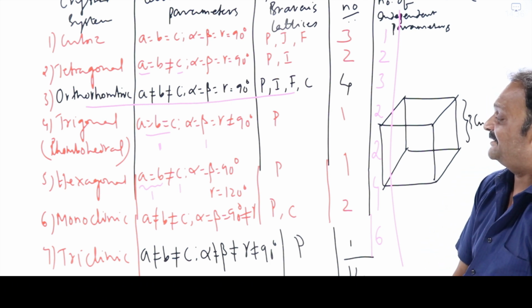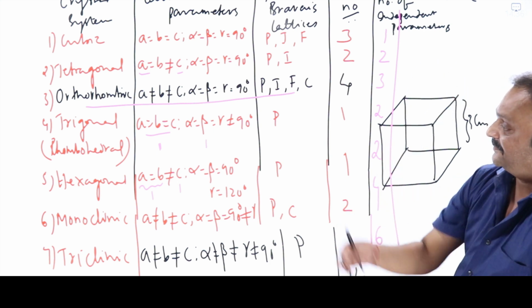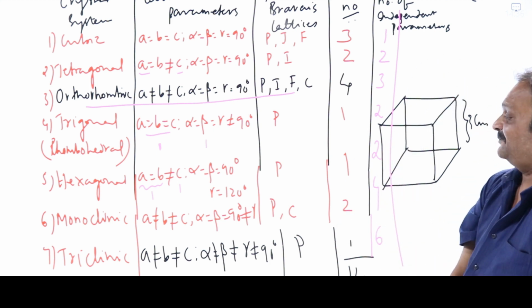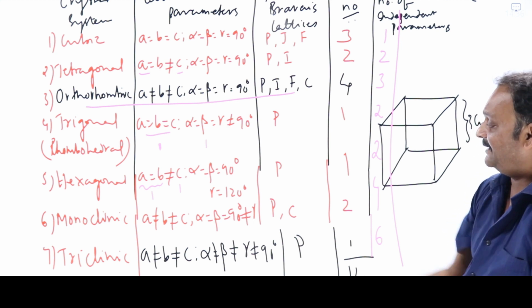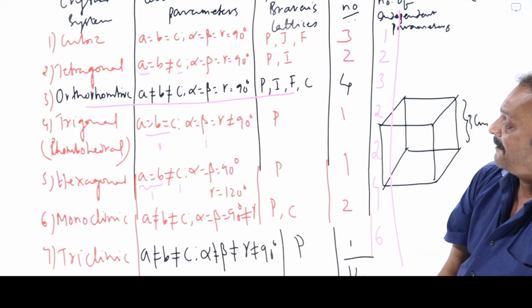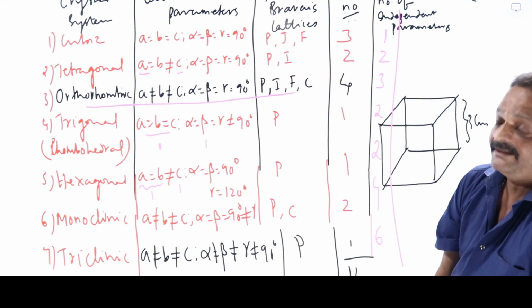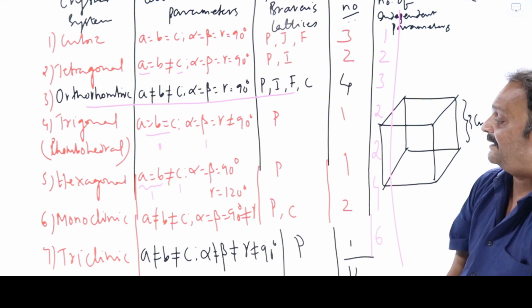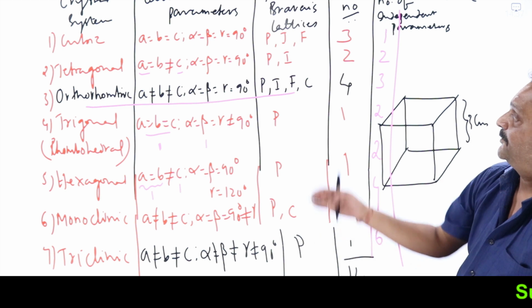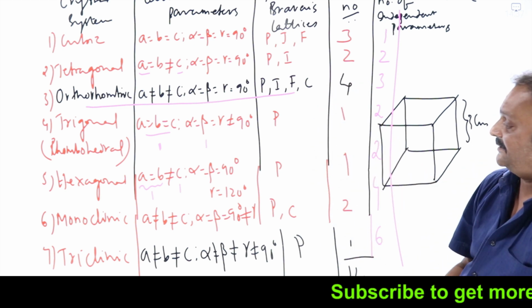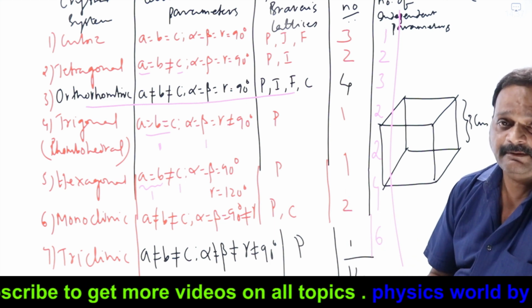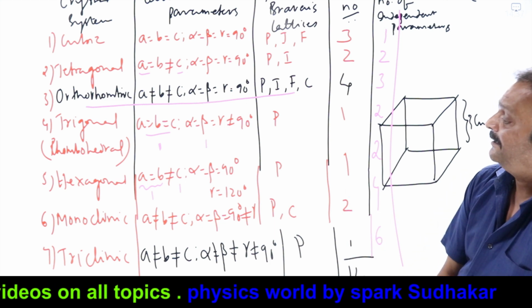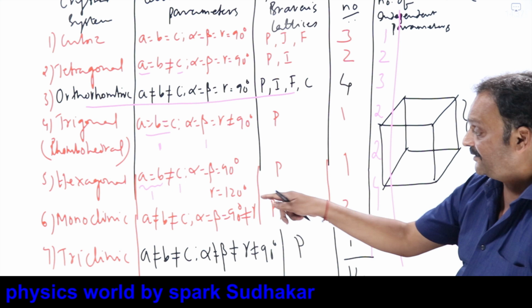In the classroom, some students will say, sir, monoclinic is most complicated, or trigonal, or hexagonal, or triclinic. Most complicated does not mean difficult to remember. See, in cubic, all three sides are equal and all angles are the same. In triclinic, none of the sides are equal and none of the angles are equal. That way also you can remember, no? So it is easy to remember triclinic, but difficult to draw triclinic.